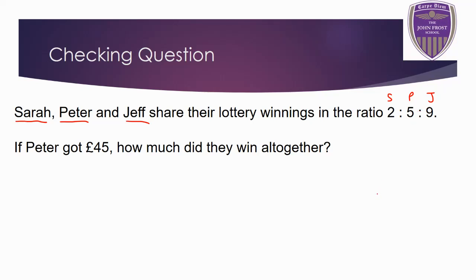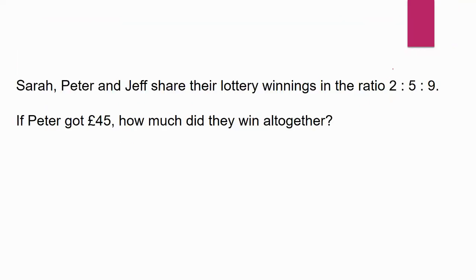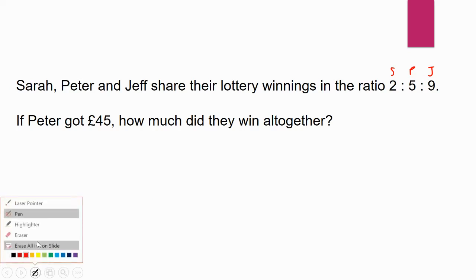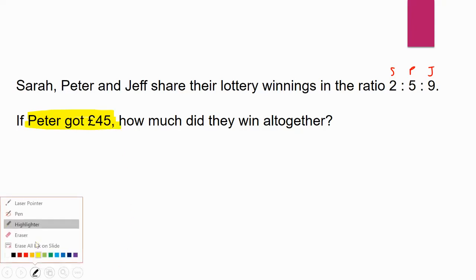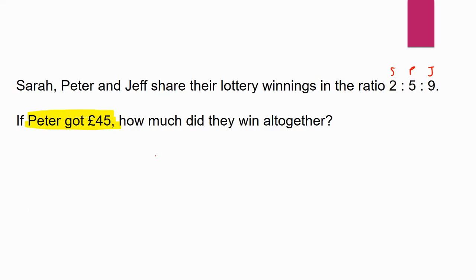What are we given on this question then? Well, what we're given is Peter gets £45. Let's highlight that. That's a really important piece of information. Peter got £45. What do we do with our information? Well, let's write down the ratio, 2 to 5 to 9. Sarah, Peter and Jeff. Where do I put this £45? Well, I need to put it under Peter, which is the 5. So 5 goes under 45.